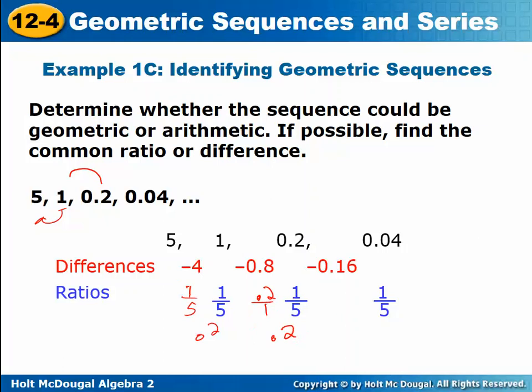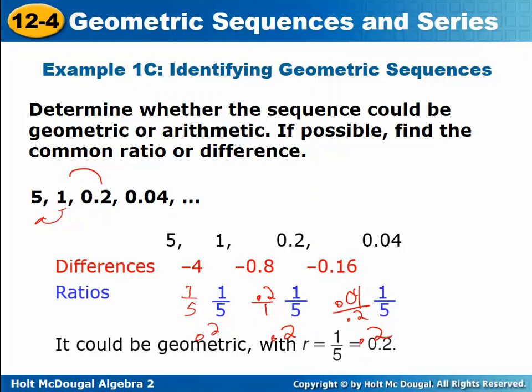Now let's check 0.04 divided by 0.2. So I'm going to get my calculator out, and I go 0.04 divided by 0.2, and what do you know, that is also 0.2, which I wrote as 1/5, but that's fine. Either way, we have a common ratio. Therefore, R is equal to 0.2, and this is geometric.